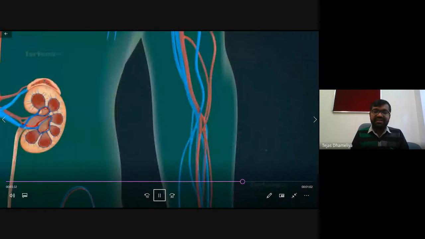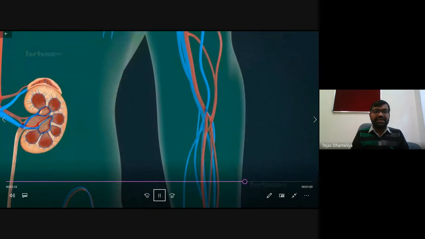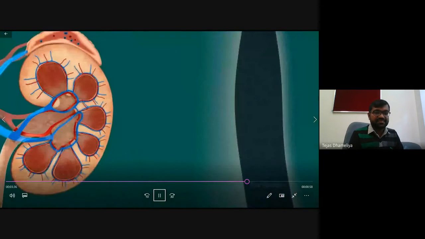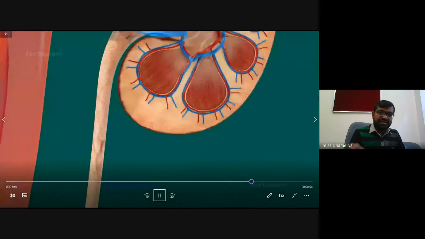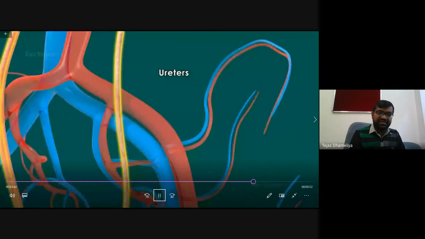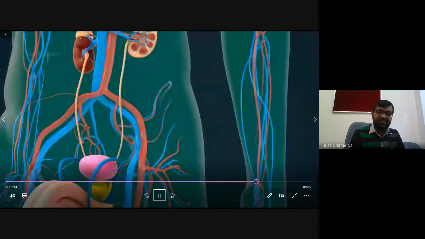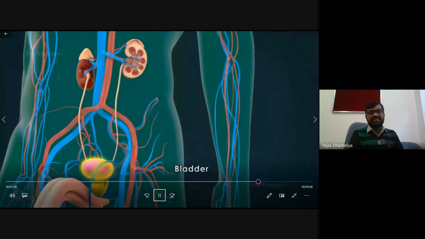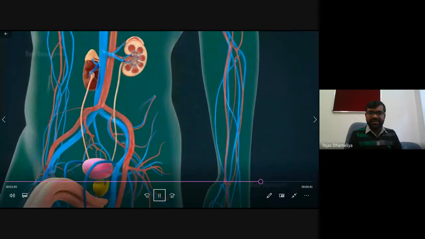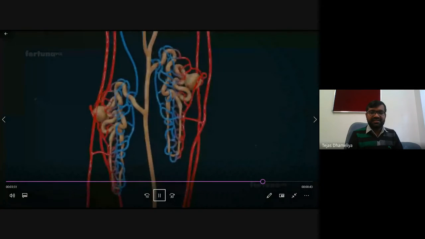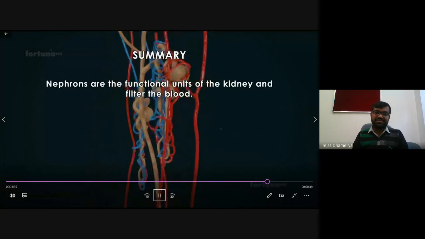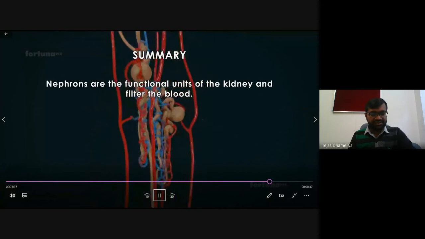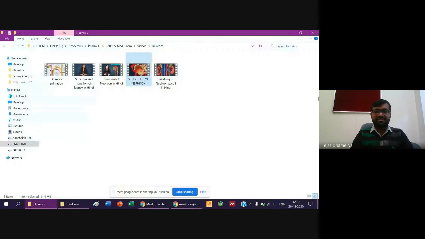And finally, it will come to kidney like this, and then to this ureter. It will open up into the urinary bladder. Shown highlighted in yellow color for you people. Okay, so now they are trying to summarize the concepts. Let us stop, we have already learned these things.